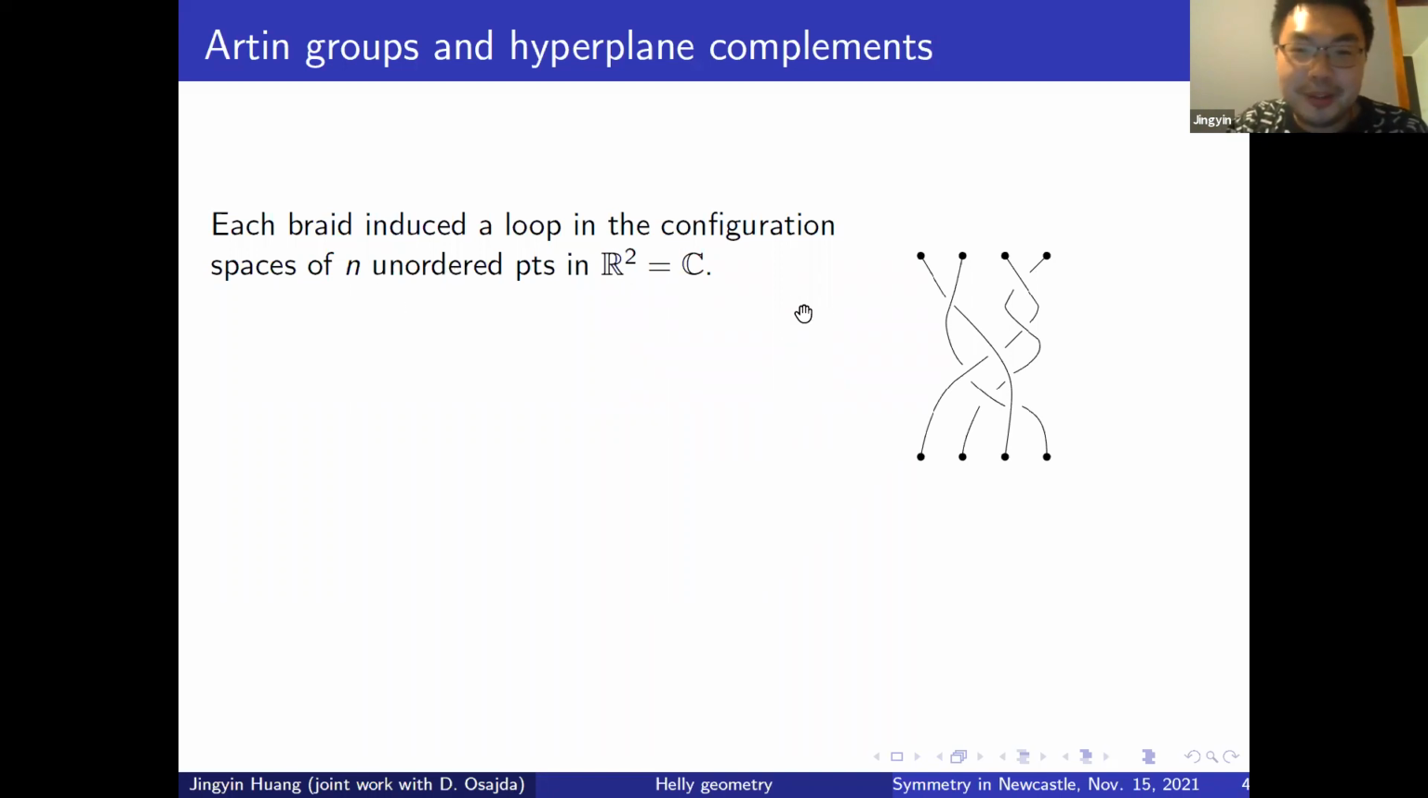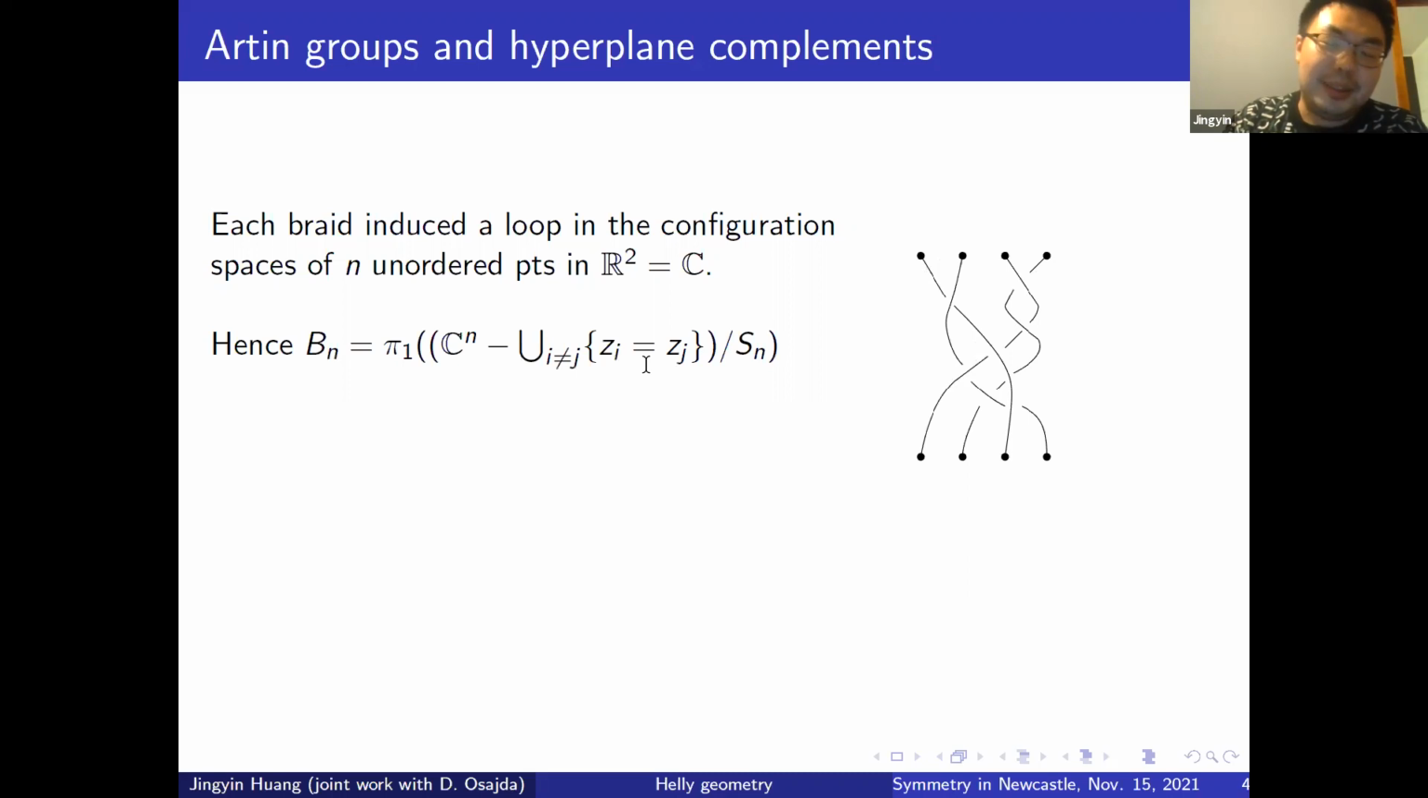And we need unordered because the order of these points may be permuted when you move from the top to the bottom. Okay, and then this gives you another description of the braid group. So basically, I can view the braid group as the fundamental group of the configuration space of unordered points.